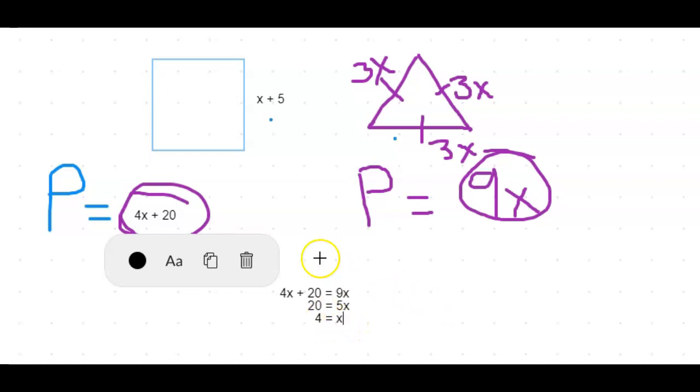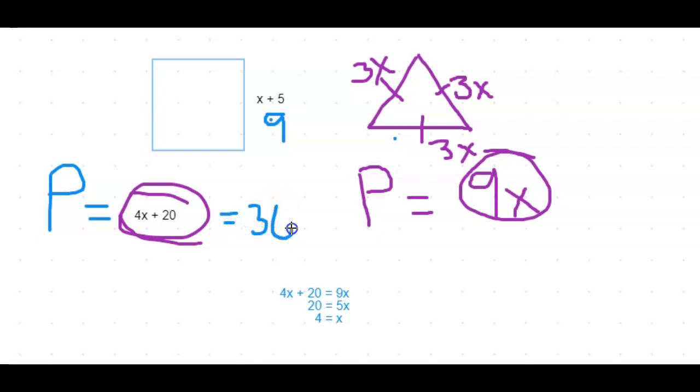Now let's check that by putting 4 right here. 4 times 4 is 16. That's 36. 9 times 4 is 36. So I know that 4 is x. Now, is 4 the answer to my problem? What is 4? 4 is x. So if I put it right here, then the length of that side is 9, right? The length of each side of the square is 9. 9 plus 9 plus 9 plus 9 will give me a perimeter of 36. Making sure everything matches here, that's how I know that I'm correct.